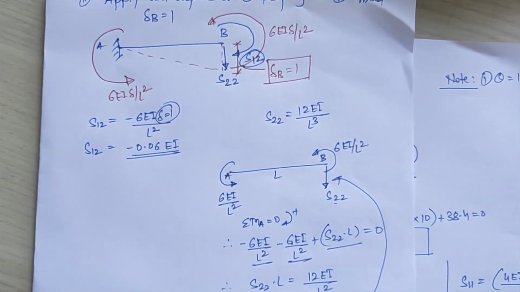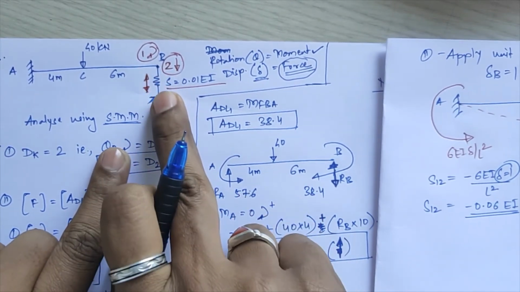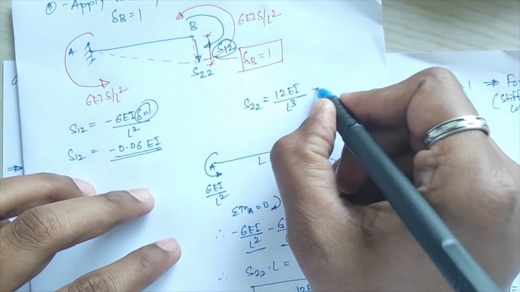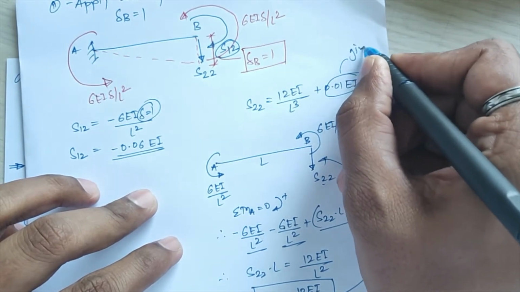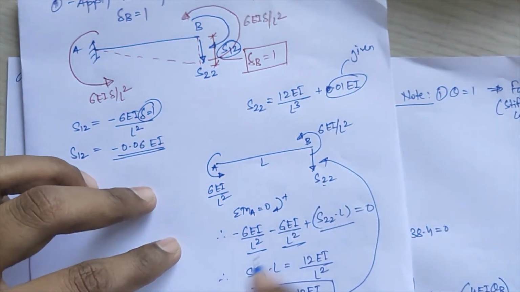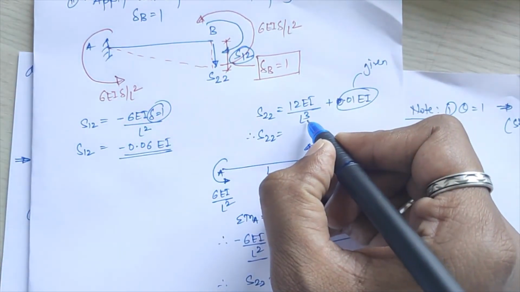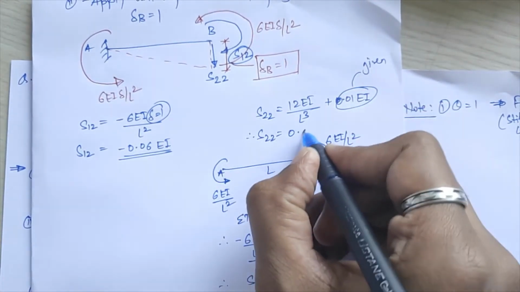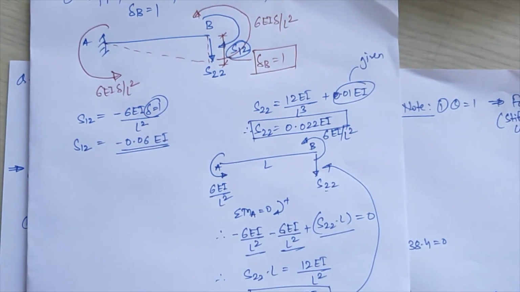Okay, but one more thing is given to you. Along with that, one stiffness coefficient for this spring is provided, that is equal to 0.01 EI, that will get added to this. Okay, this we call as given, 0.01. So if I calculate this S22, that is 12EI divided by 10 cube plus 0.01 EI, I get this as 0.022 EI. That means I have got all my stiffness coefficient values.